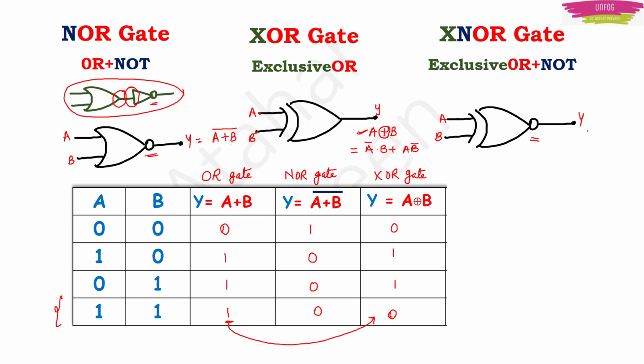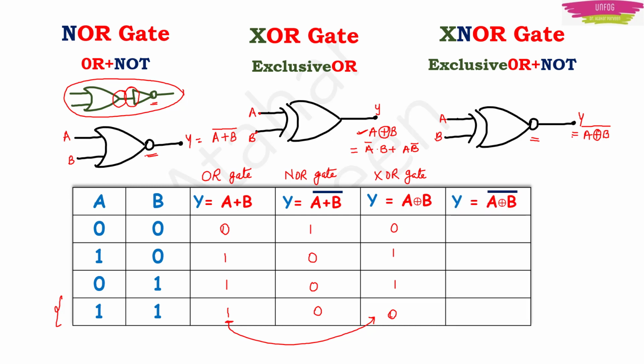So you can write this Boolean expression here as A, with a circle over the plus, B, and the complement. This is going to be the Boolean expression for XNOR gate. And obviously, as we told, this is a complement, so the truth table will become the complement of XOR gate. So this is your XNOR gate, and the complement of it is 1, 0, 0, 1.